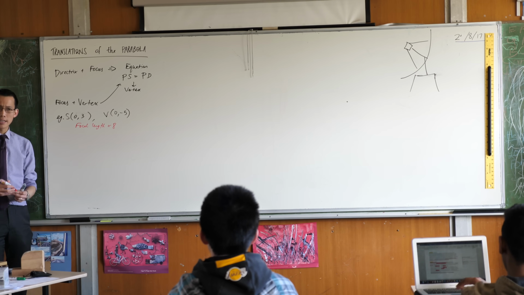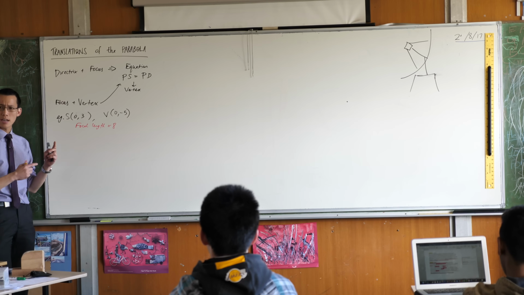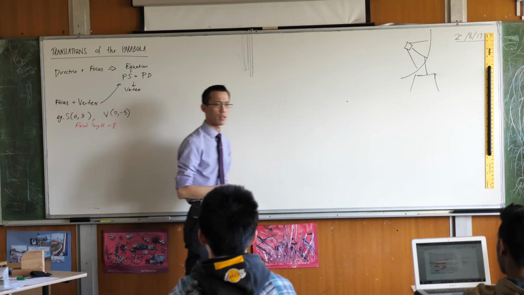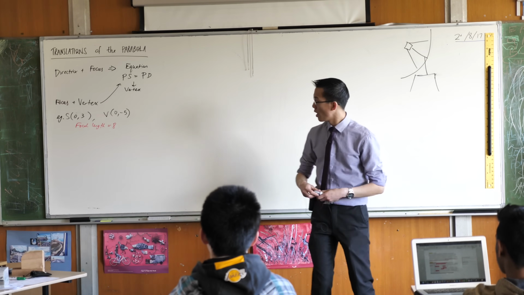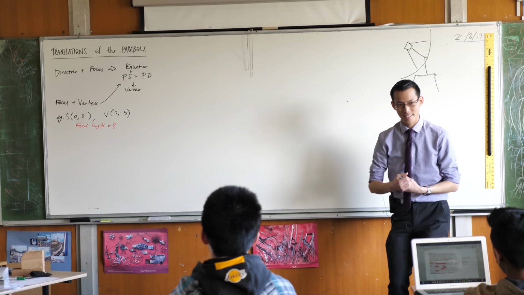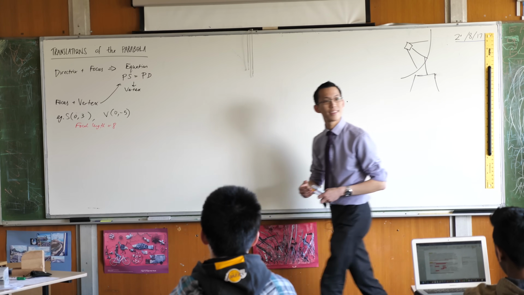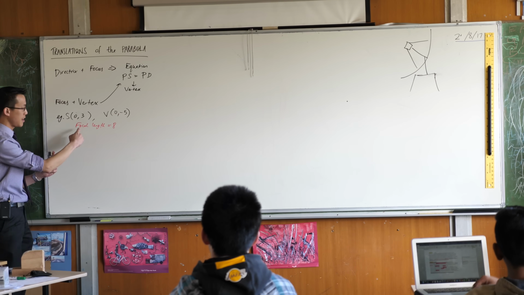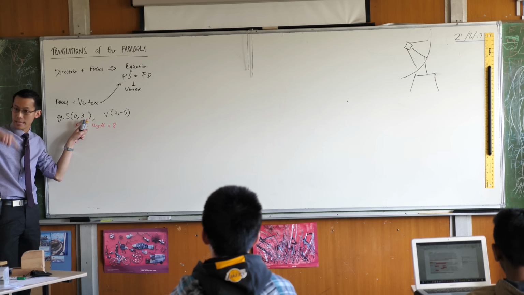When you have a look at it, think about this. Is this an up-down or a left-right parabola? Which one is it? How can you tell it's up-down? Nadir, what do you think? So what changes between these two is just the y-coordinate, and that's up and down, isn't it?